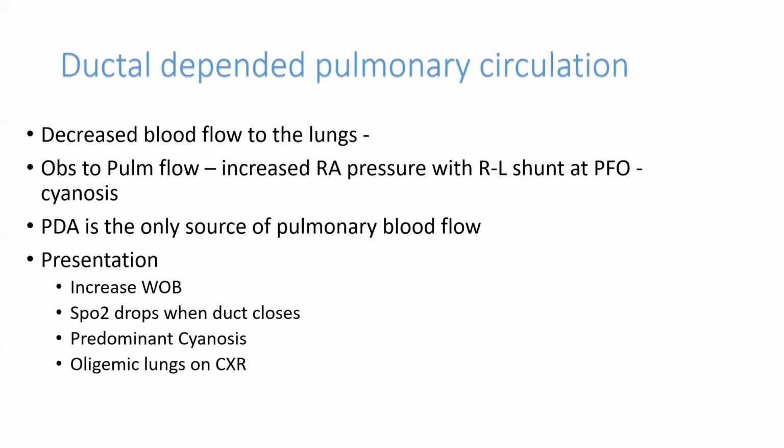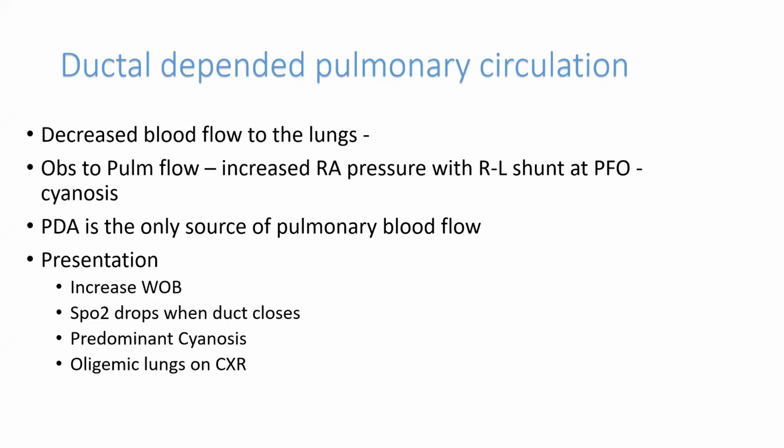So this is more of a repetition of what I've been explaining. Duct-dependent pulmonary circulation will present with decreased blood flow to the lungs. Obstruction of flow into the pulmonary vessels results in increased right atrial pressure, with shunting of blood from the right atrium to the left atrium at the level of the patent foramen ovale. PDA is the only source of blood flow into the lungs or to the pulmonary vessels.